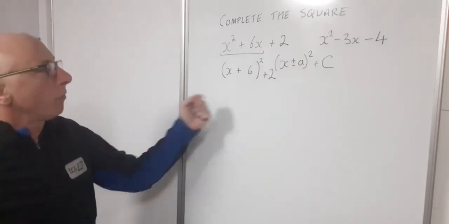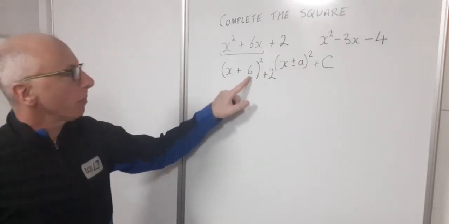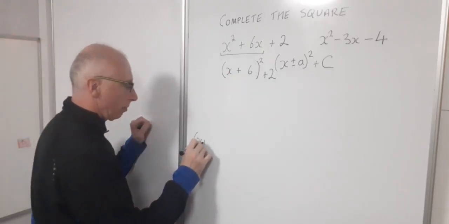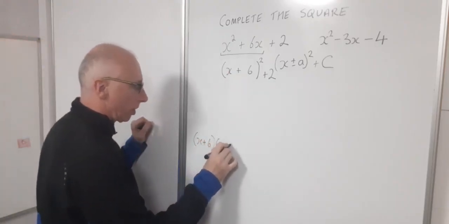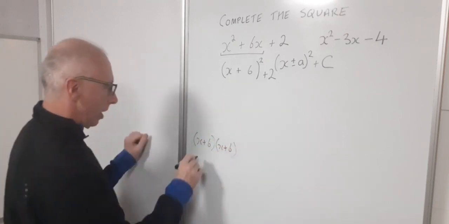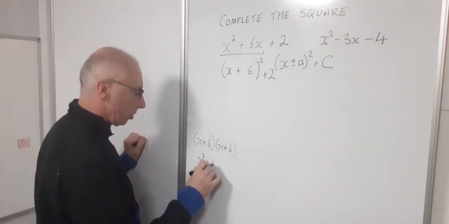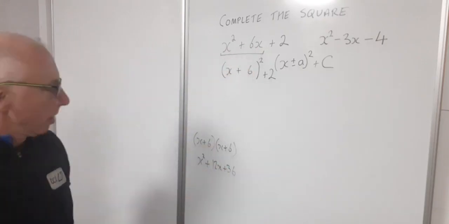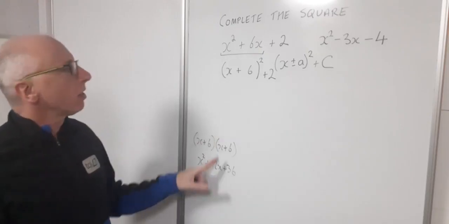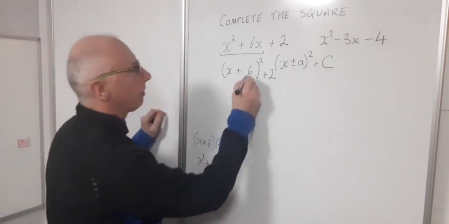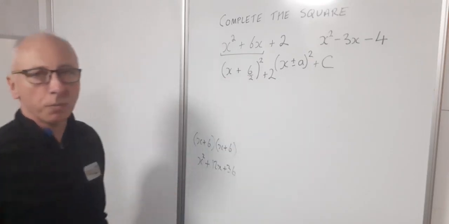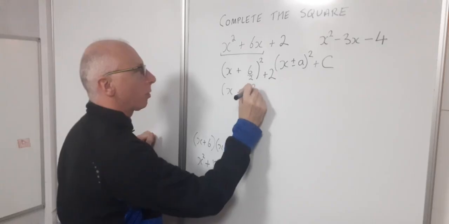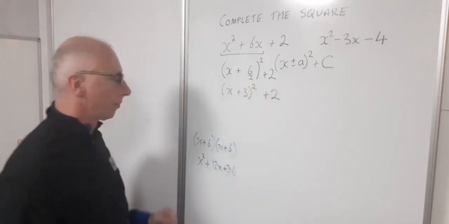Now before I can do that, I need to change something in here. If I FOIL that one out, so if I do x plus 6, x plus 6, I'm going to end up with x squared plus 12x plus 36. And that doesn't look anything like that. So you can see I've got 12x. So what I need to do now is half this value here. So 6 over 2. So now that simplifies to x plus 3 squared plus 2.